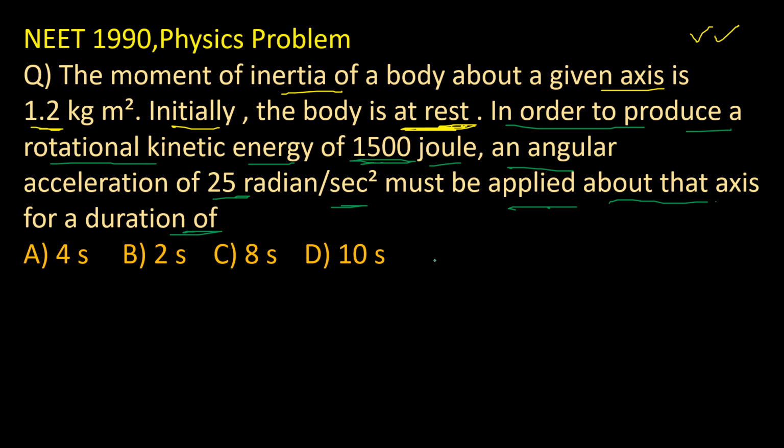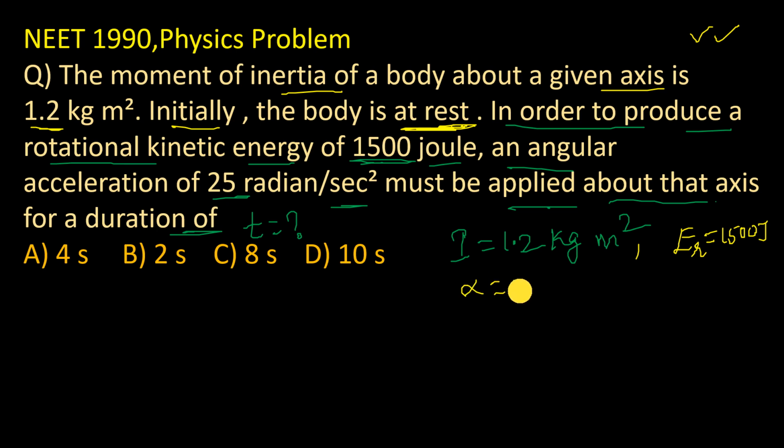So here they are asking to find out time. That is the question. So what is the given data? The given data is moment of inertia, I equal to 1.2 kg meter square. The second value is rotational kinetic energy 1500 joule, and angular acceleration 25 radian per second square. So that is the data given in the problem.